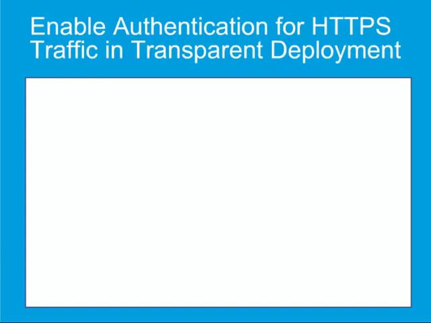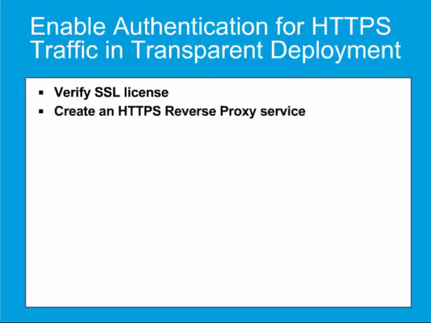Explicit deployments can authenticate HTTPS traffic without any additional configuration, provided that you have a valid SSL license installed. The following steps are required if you want to authenticate HTTPS traffic in a transparent deployment. Verify that you have an SSL license. Create an HTTPS reverse proxy service to listen for authentication requests.